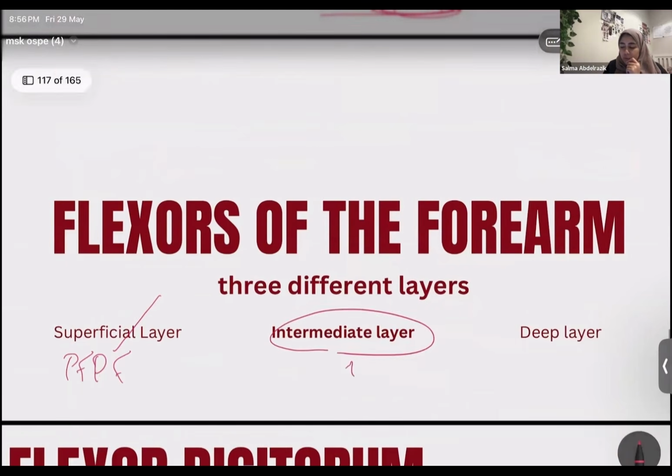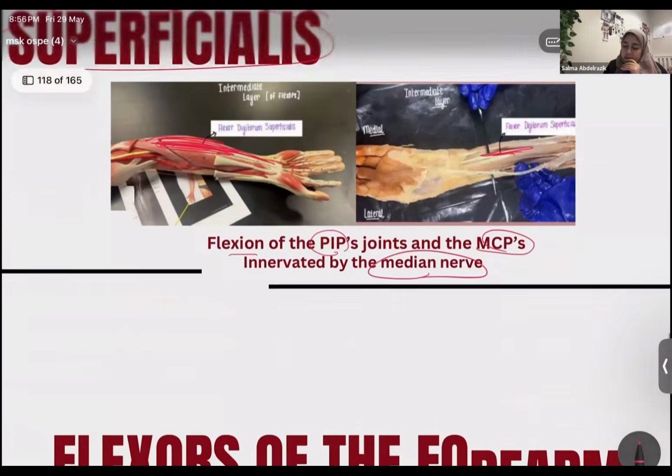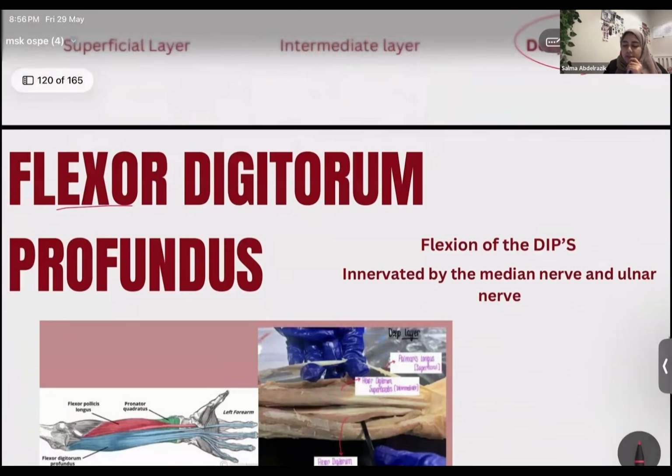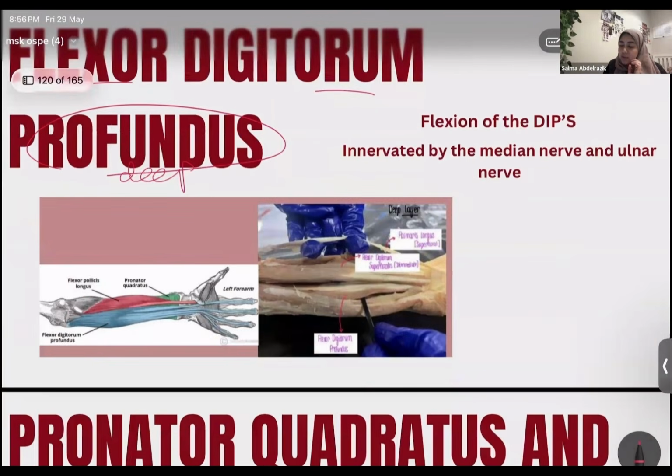Let's go to intermediate. We have just one, flexor digitorum superficialis. It flexes the proximal interphalangeal and metacarpophalangeal joints, and it's innervated by the median nerve. You'll find it's in the middle, like we have 3 layers. Now the third layer, the deep layer, you have flexor digitorum profundus. Profundus means deep. It's flexion of the distal phalanges. So the intermediate one is for proximal and metacarpophalangeal, and the deep one is for the distal. Distal, deep.